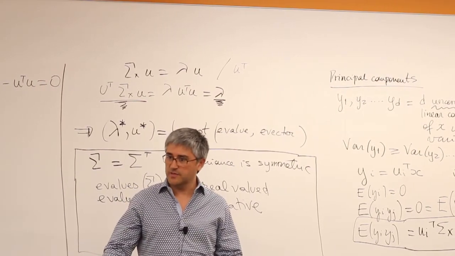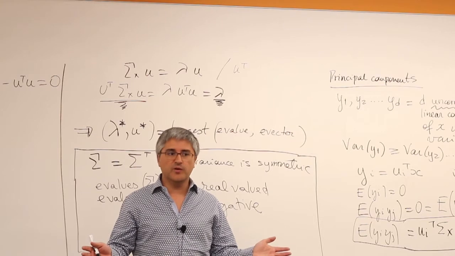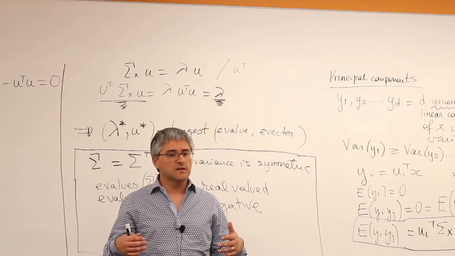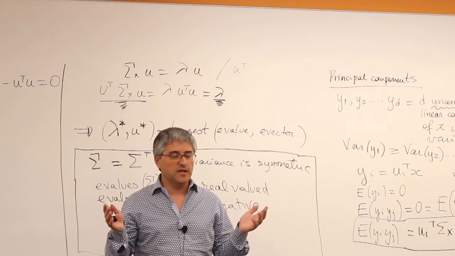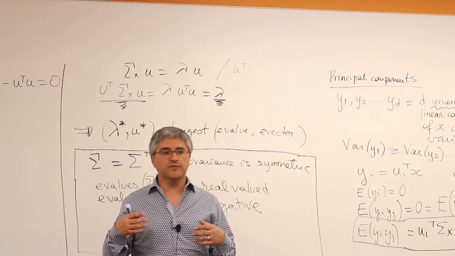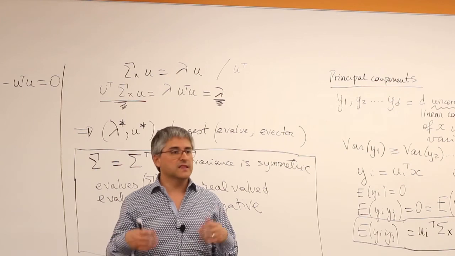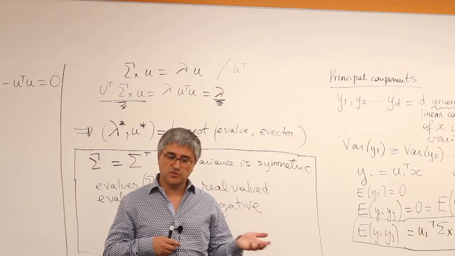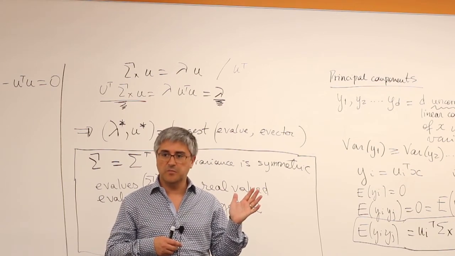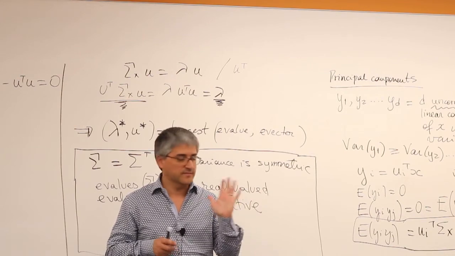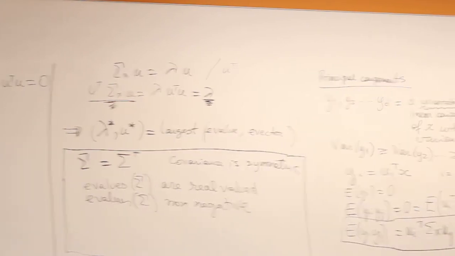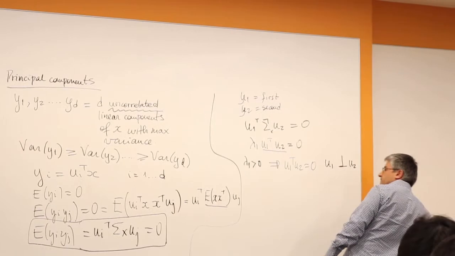So far, to summarize, principal components are linear projections of the data with largest variance. How are they obtained? The first one is the eigenvector corresponding to the largest eigenvalue. The second one needs to be uncorrelated, and so the direction is orthogonal. But I don't know what it is yet. So let me figure out what is U2.